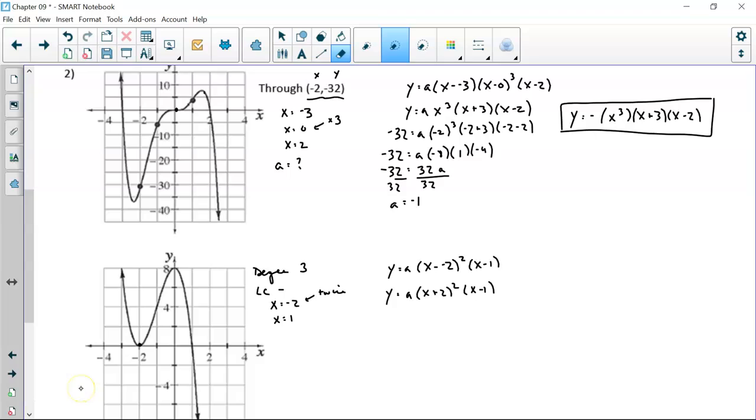Now, looking through, we need to find another point. And I see a point up here at 0, 8. So that's going to act as my x and my y. I can use any point as long as I know exactly where it is and not one of our intercepts.